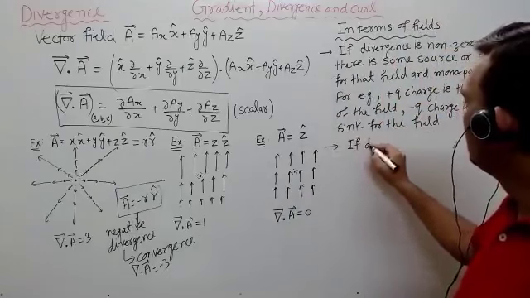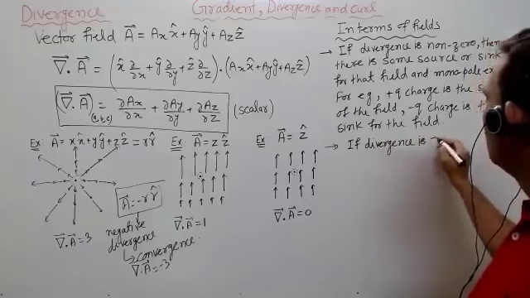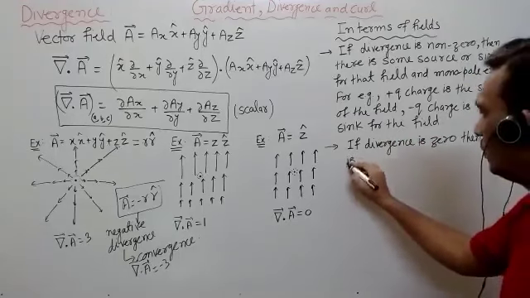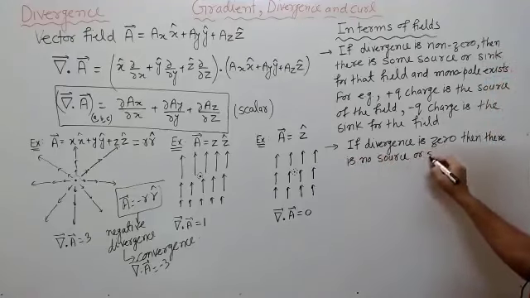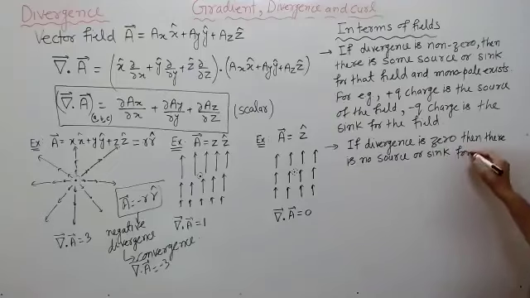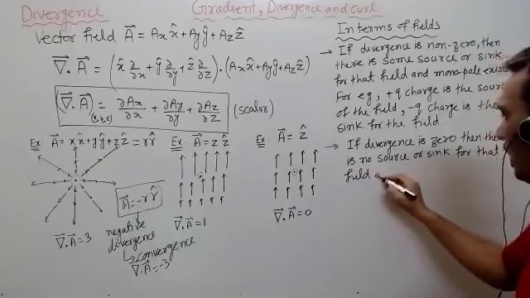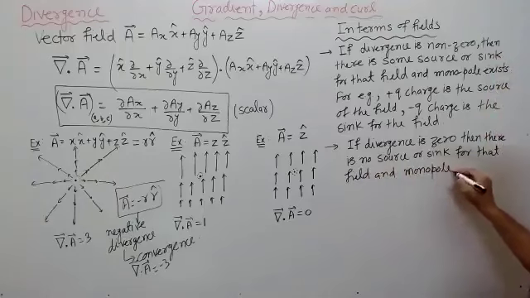If divergence is zero, then there is no source or sink for that field, and monopole does not exist.